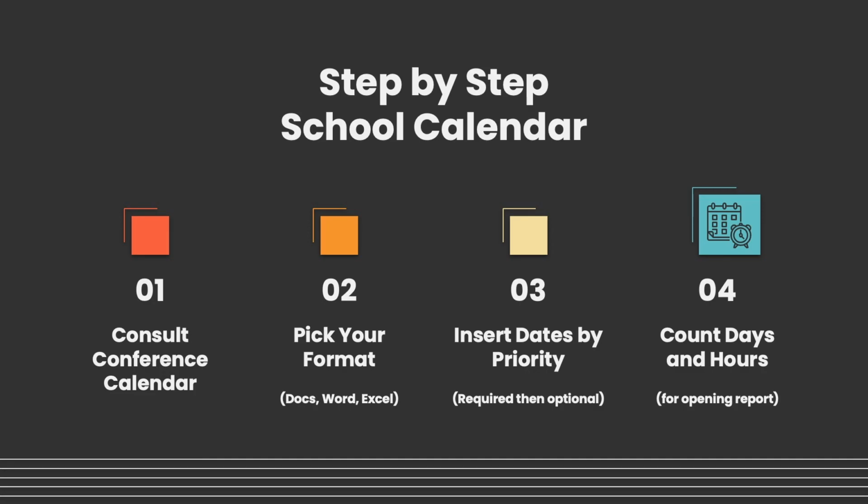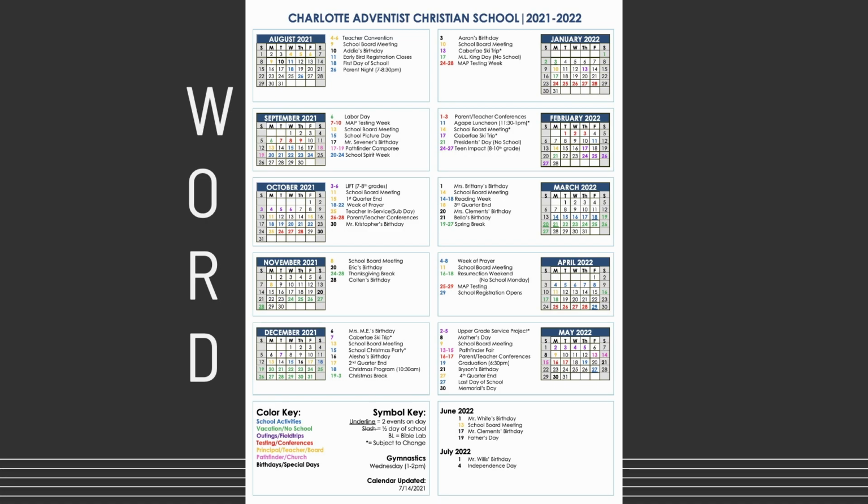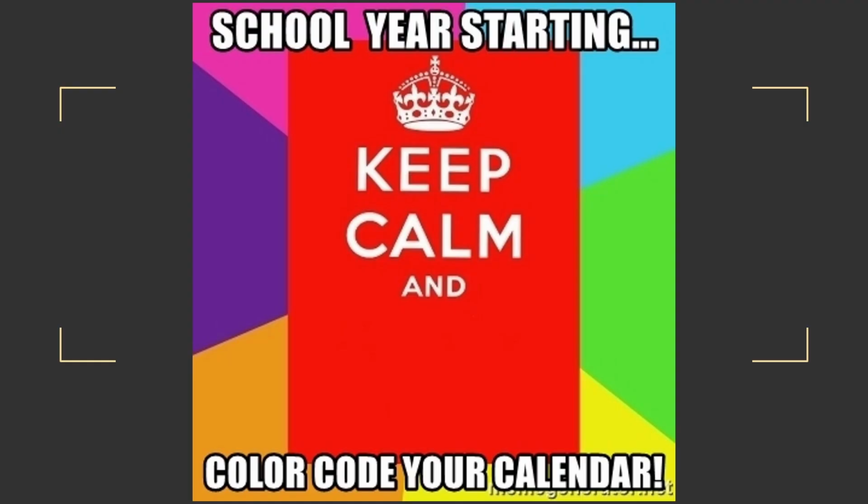So you can use Excel. That's my preference, Excel or Google Sheets. I like working with that. But Word is another great option, or Google Docs, either tables or cells, whichever you prefer, or maybe another format. It's up to you. This first one is my calendar, and the second one is Kalisha's calendar for Charlotte Adventist Christian School up in Charlotte, Michigan. Just remember, school year starting, keep calm, and color code your calendar.